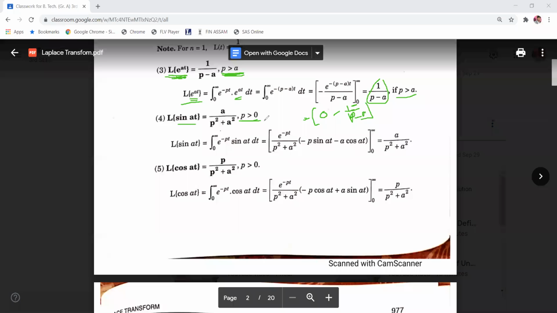P is greater than 0. So very simple. Just to see, if you use the definition, then you can understand that part also. Very simple.